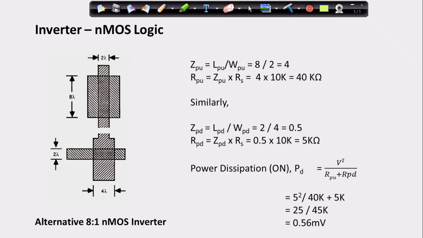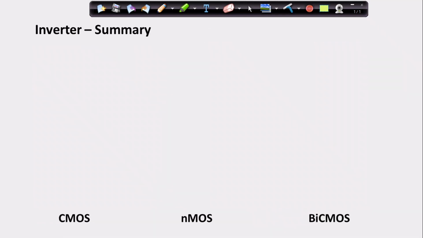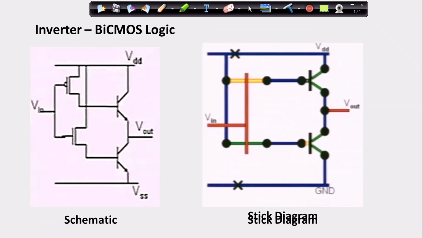Now let us look into one more logic, that is our BiCMOS logic. BiCMOS is nothing but, here you can observe, similar to our CMOS structure, where we have a PMOS transistor over here and an NMOS transistor over here. And these are connected to what? They are connected to our BJT. Why are these BJTs used?